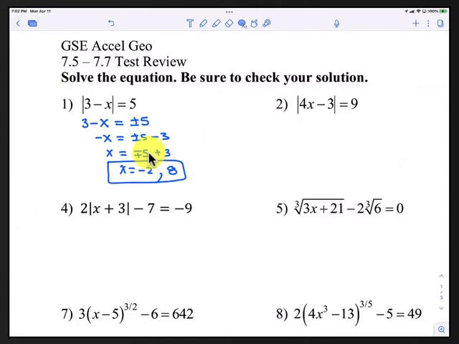Well, if you do negative 5 plus 3, you're going to get negative 2. And if you do positive 5 plus 3, you get positive 8. And so we have two answers. That's negative 2 and positive 8. And if we were to plug both numbers back in for x to check it, both numbers would work.